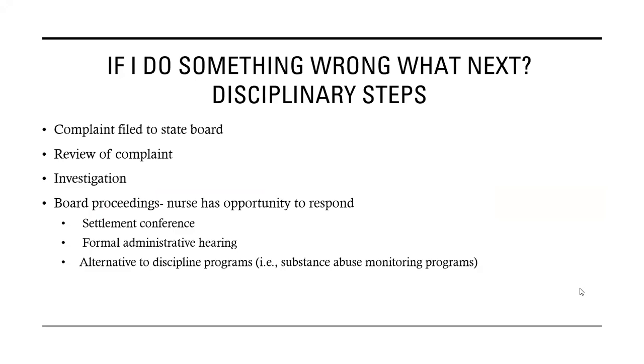If the nurse does something wrong, what are the steps of that disciplinary process? Usually a complaint is filed to the state board. That complaint is reviewed. An investigation is done. You have to collect all the information. During the board proceedings, that's where the nurse has the opportunity to respond. And then usually they may settle. There may be a formal administrative hearing. There may be some discipline programs that the nurse may have to attend.